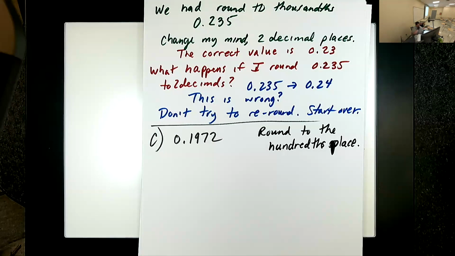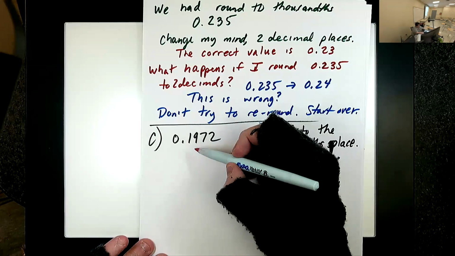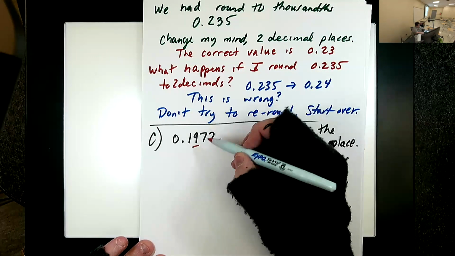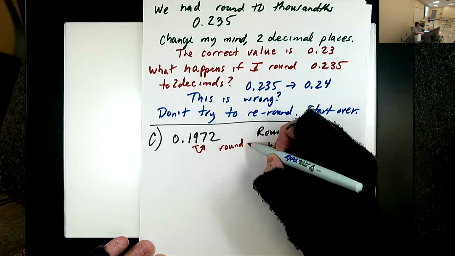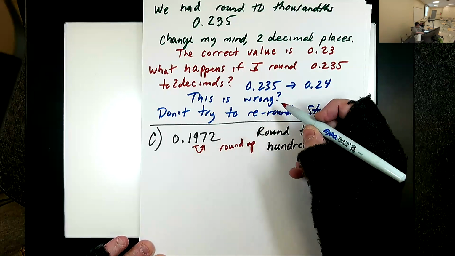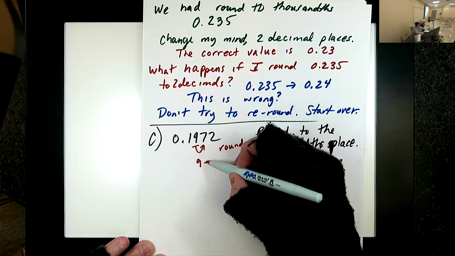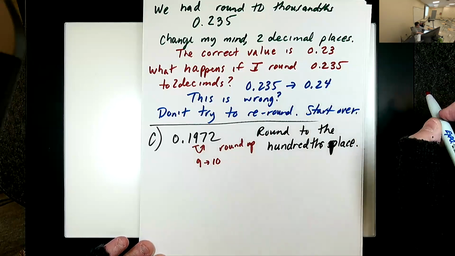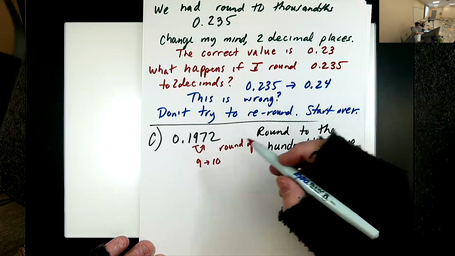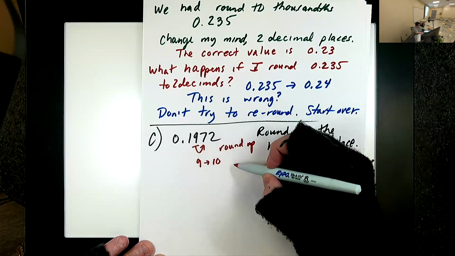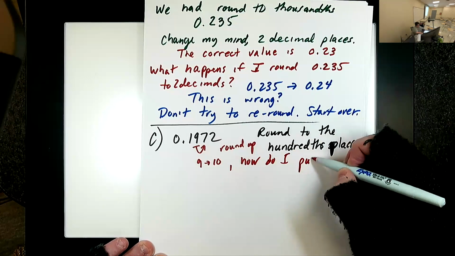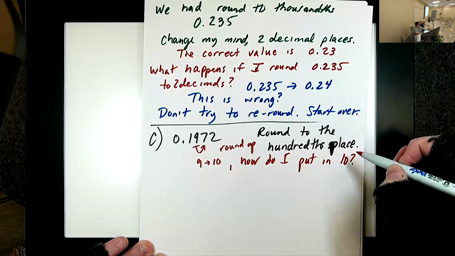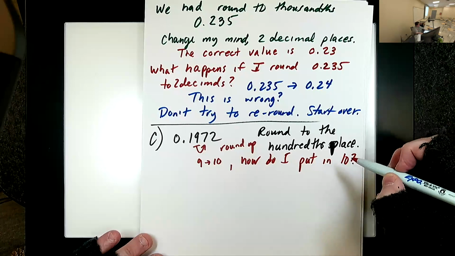Look what happens here. The hundredths place is the 9, and if I look at the 7, I see I have to round up, which means the 9 turns into a 10. How do I put in 10?